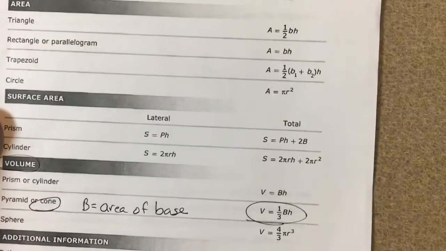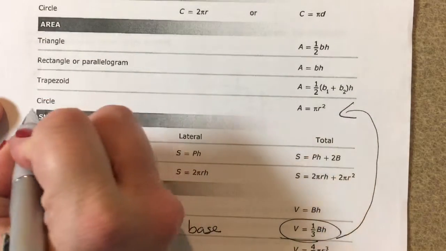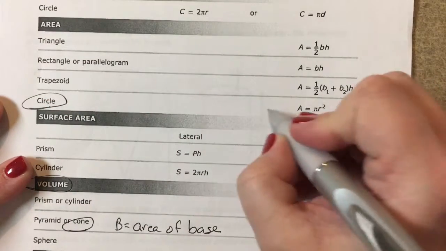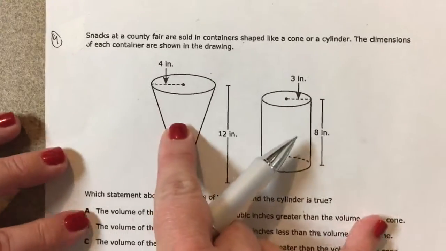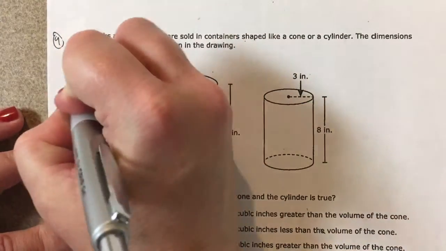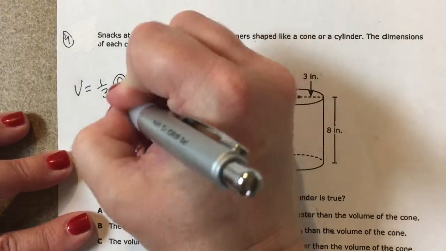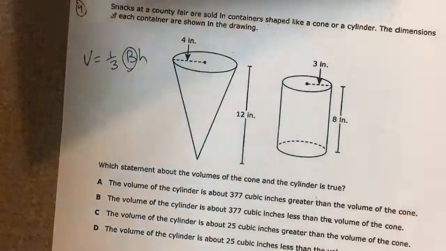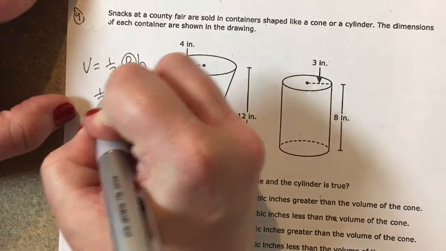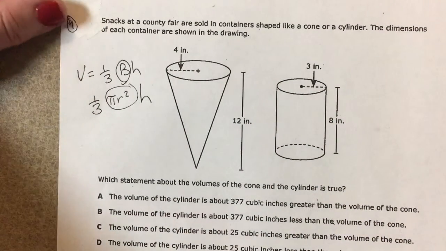So I'm going to have to look up here to find big B. In my area formulas, my base is a circle, so my big B is going to be this pi r squared. Okay, so this is a cylinder, this is a cone. So volume is equal to 1/3 big B H. My base is a circle, so I'm going to trade this out with the area formula for a circle, pi r squared. So this is 1/3 pi r squared times the height of the cone.